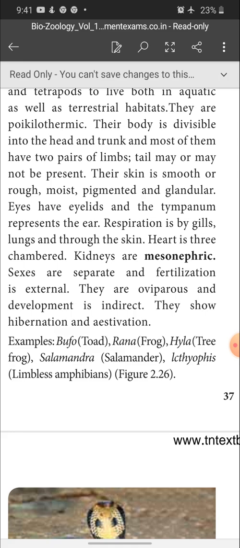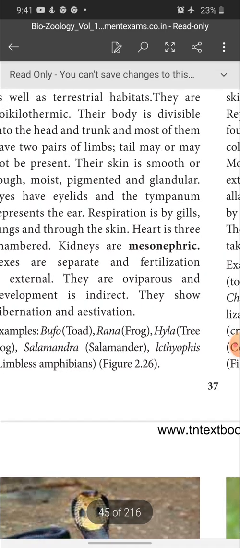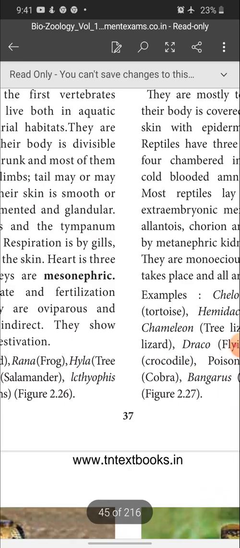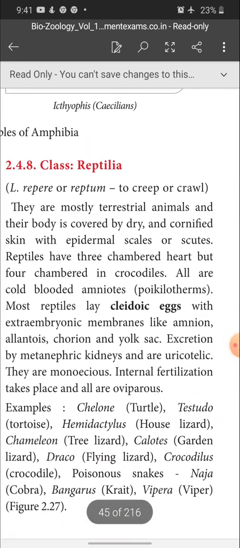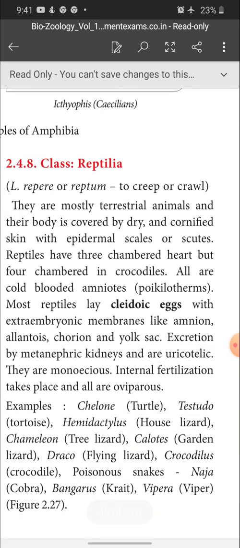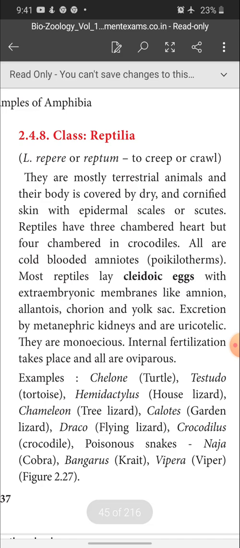Example: Purefoot toad, Rana frog, Hyla tree frog, Salamandra salamander, Ichthyopis limbless amphibians. Next class, Reptilia. They are mostly terrestrial animals and their body is covered by dry and cornified skin with epidermal scales or scutes. Reptiles have a three-chambered heart but four-chambered in crocodiles alone.